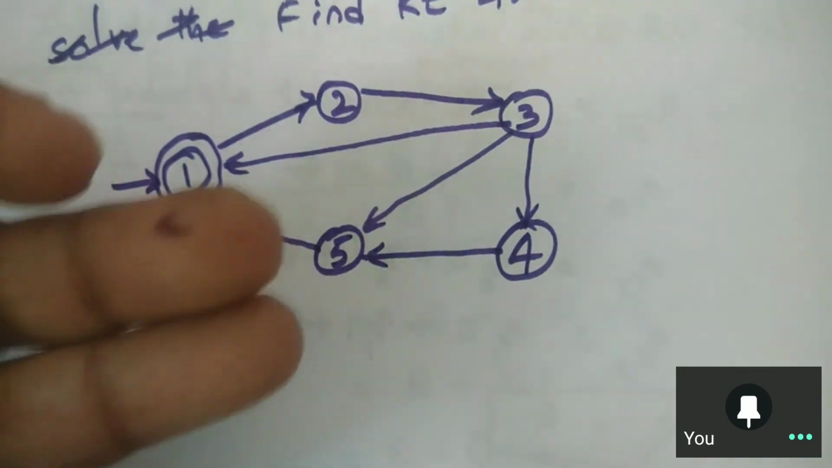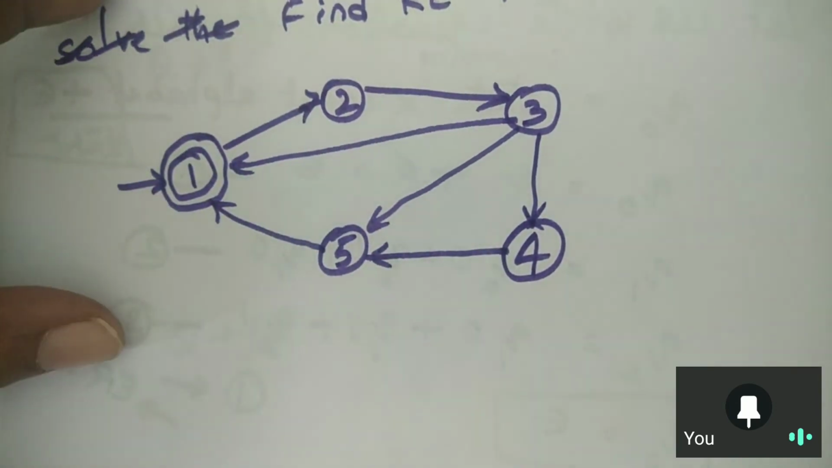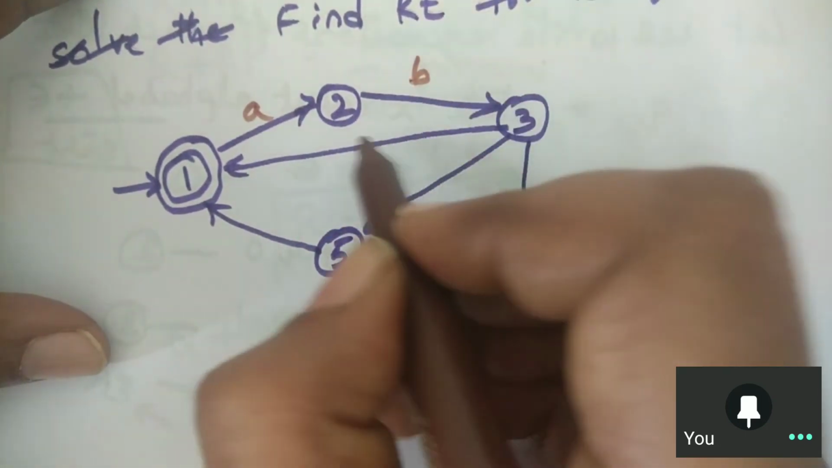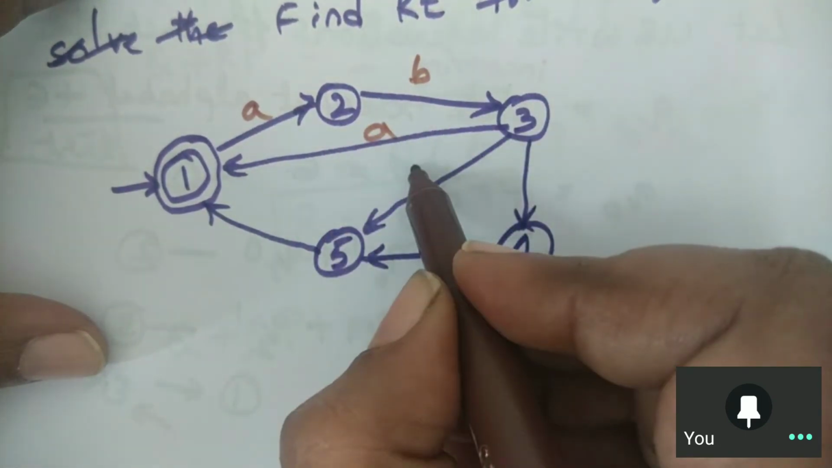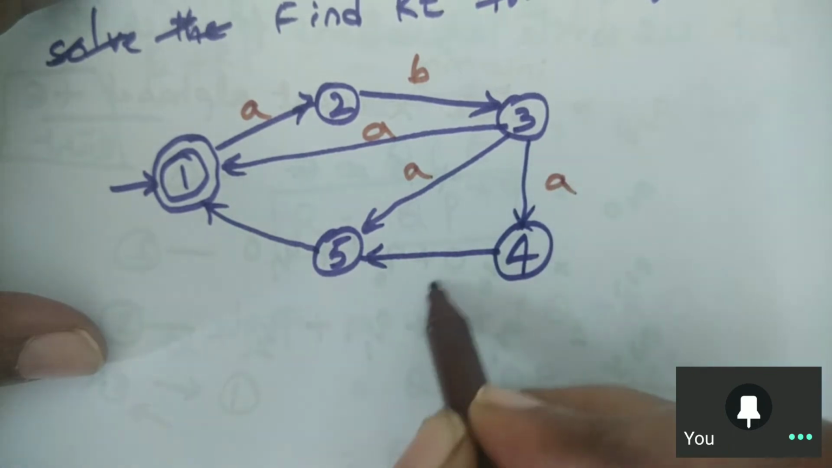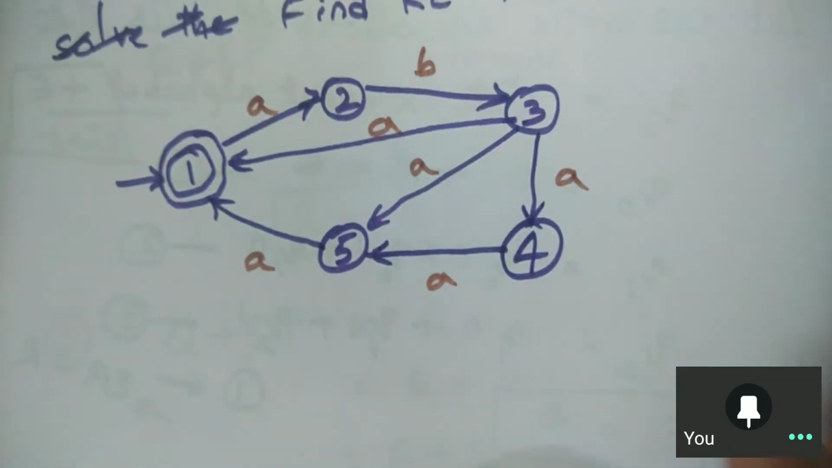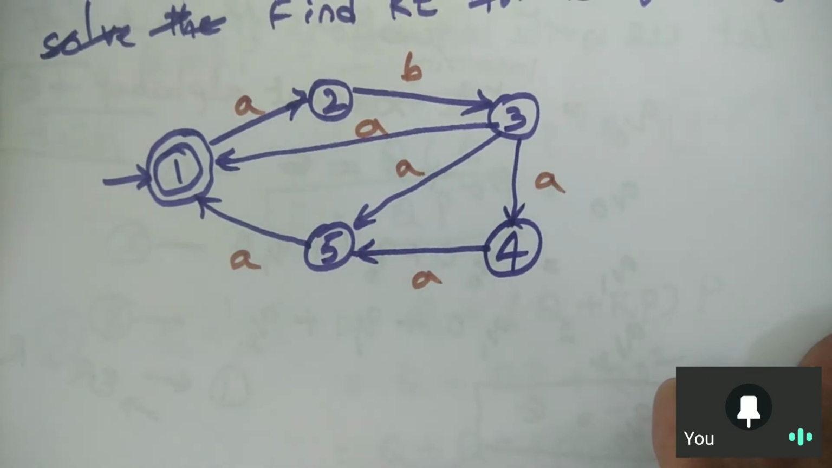So let us take the input alphabet also. So this is A, this is B, this is A, and again this is A, and this is also A. So this is the automaton that is given.